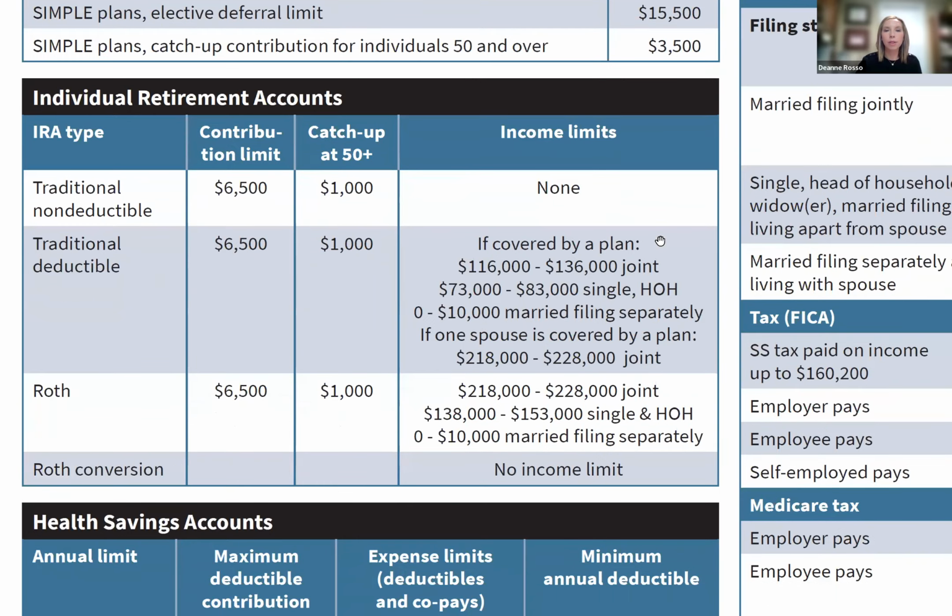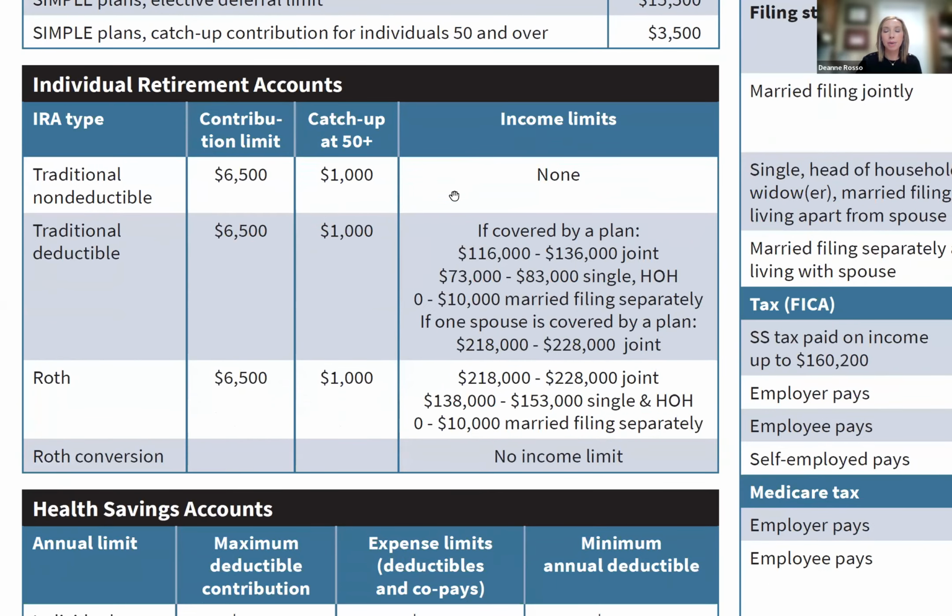Individual retirement accounts. Another question I get a lot of the time is how much can I put in my IRA? And what are those income limits? This year, the limit has gone up to $6,500 that you can put in a traditional pre-tax IRA. The catch-up stayed the same at $1,000. So if you're over age 50, that's a total of $7,500 that you can put in a traditional IRA.